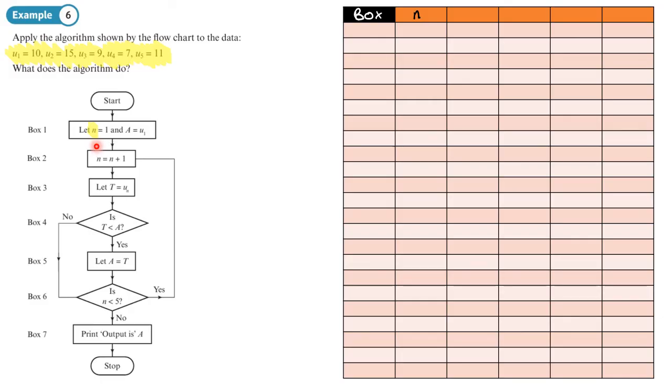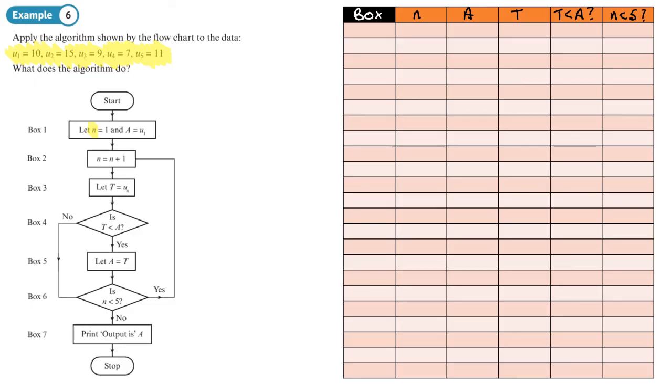What other variables do we have? Well, A is going to be set to something, and A changes as well. So I'll put A. Then we also have T is equal to something. That's going to change because we've got this sub n, and as n changes, that's going to change. There's no other variables, but we have got two decisions. Is T less than A? And the other one, is n less than 5? So we'll just be writing yes or no.